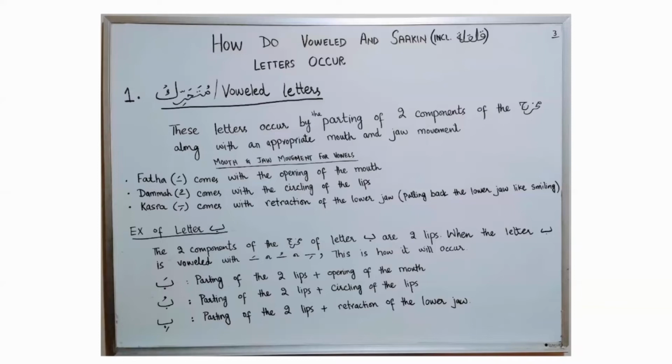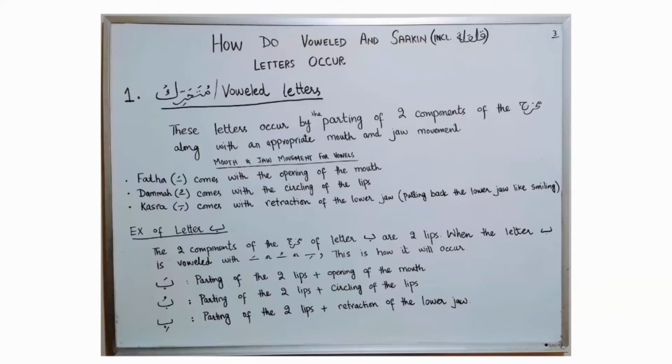When ba has a kasra, I will part two lips and retract the lower jaw. I should not be saying "be", I should be saying "bee", like the English letter E sound. And I can give a proper kasra if I pull back my lower jaw as if I am smiling. I have to say letter ba with kasra like a "bee" sound and not a ba sound. These are the points we should consider when we are reciting letters with fatha, dhamma, or kasra.